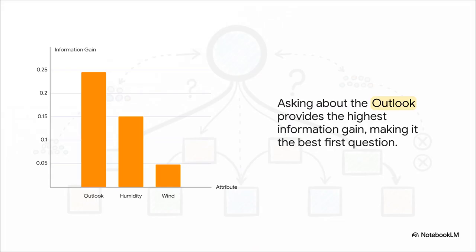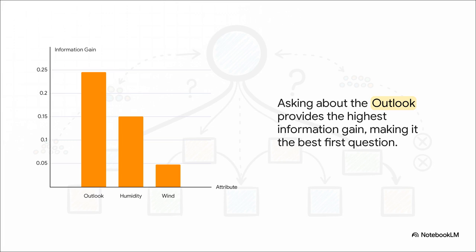So the machine does the math. It calculates the information gain for asking about every single attribute. And the results, well, you can see them on the chart, and they're kind of fascinating. Asking about outlook gives us an information gain of almost 0.25. I mean, look how much higher that is than asking about humidity or wind or temperature.